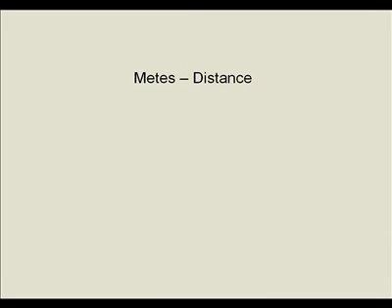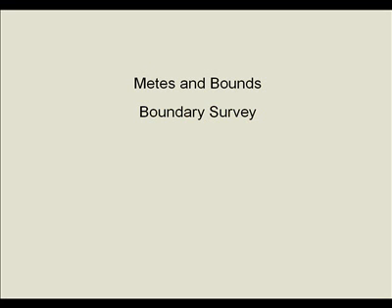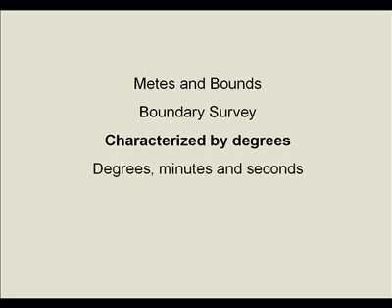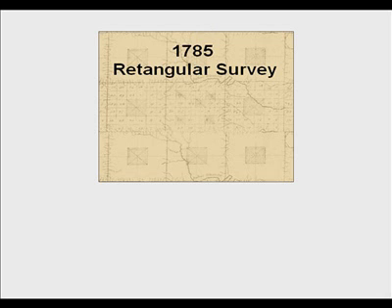Meets means to measure distance, while bounds indicate direction. A meets and bounds is also known as a boundary survey. The meets and bounds survey is characterized by degrees, or if the surveyor is really specific, the description can include degrees, minutes, and seconds. A legal description reading south 45 degrees east for 150 feet would be a meets and bounds survey. In 1785, the federal government began using the rectangular survey system to identify government land.